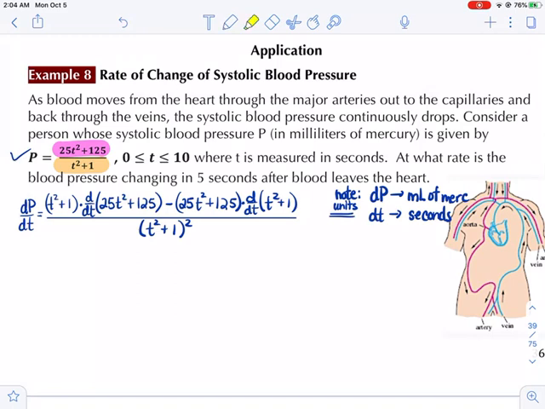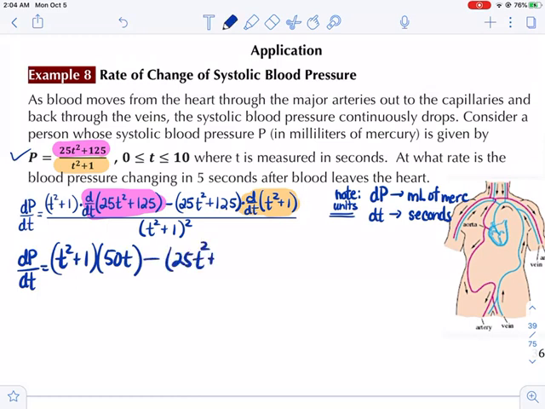At what rate is the blood pressure changing 5 seconds after the blood leaves the heart? So recall that what I said is that we have the derivative: low d high less high d low, over low squared. So we're just going to find the rate at which the pressure changes here. So we're going to have t squared plus 1 times 50t minus 25t squared plus 125 times 2t, and that's all over t squared plus 1 squared.